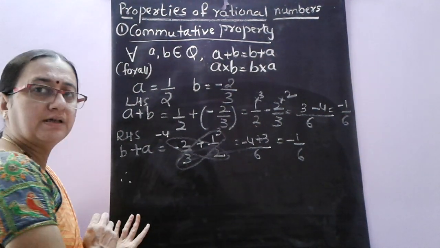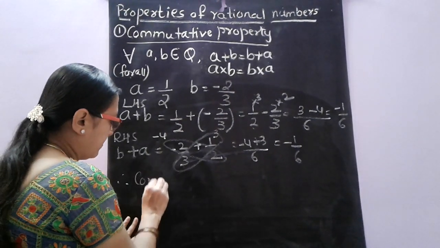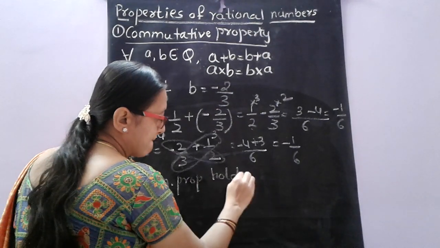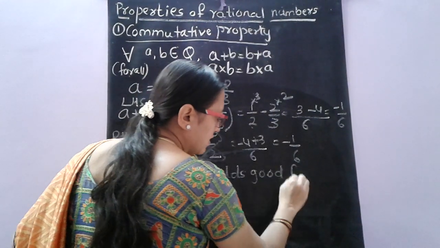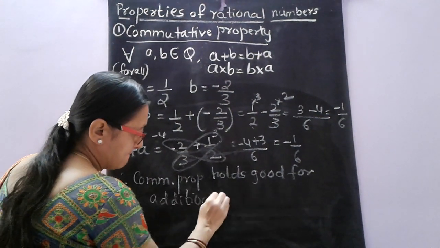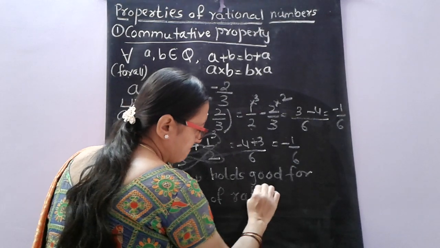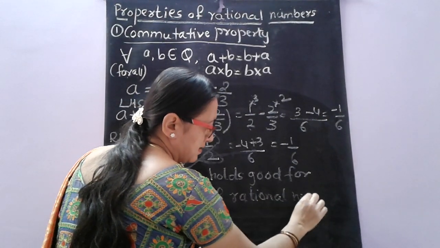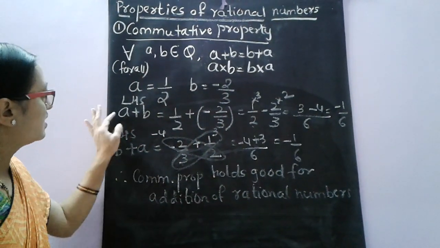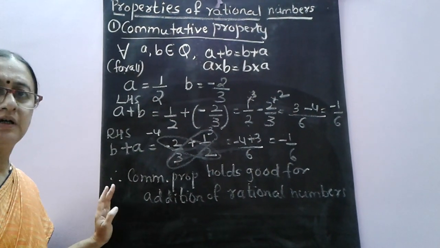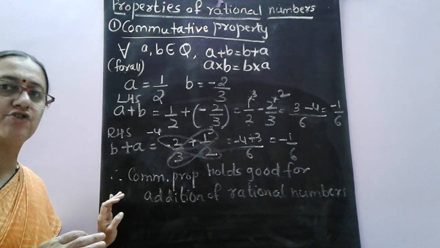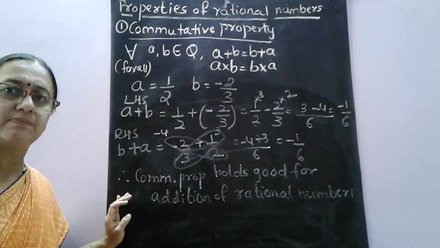Therefore, what is the conclusion? Okay. Commutative property, writing short form here, holds good for addition of rational numbers. Yes. So, here commutative property holds good. So, let us check for subtraction, multiplication and division of the rational numbers.